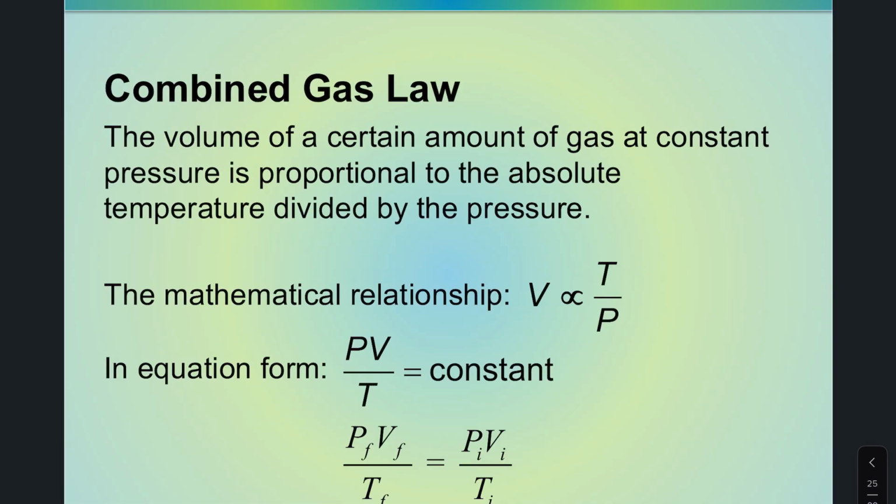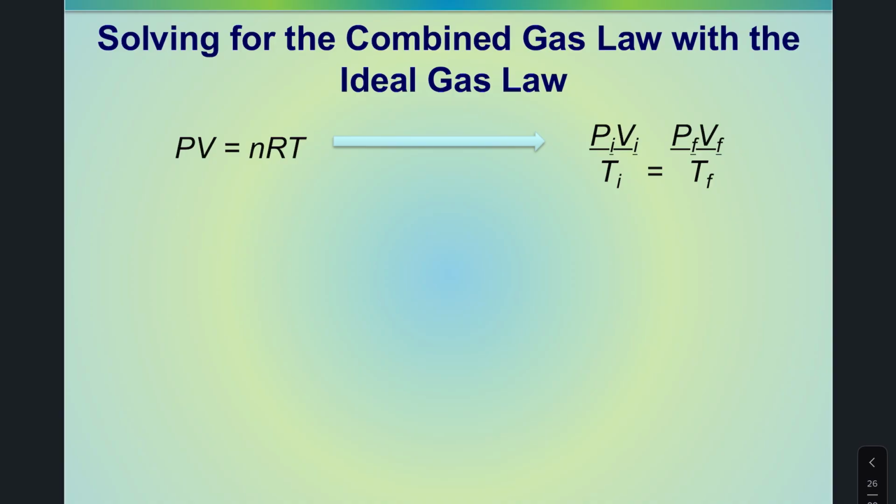The combined gas law is not one of the ones named after one of the people who invented it. This is just the combination of Charles' law and Boyle's law. And so from PV equals nRT, we end up getting PI VI over TI equals PF VF over TF. Okay, give this a shot.